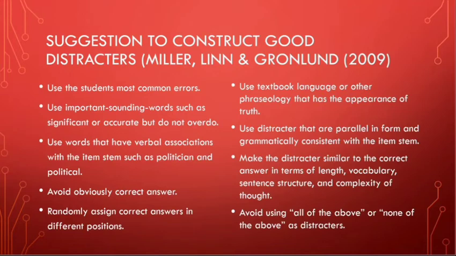Next, we make the distractor similar to the correct answer in terms of length, vocabulary, sentence structure, and complexity of thought. That's why you call them distractors: in order to confuse the learners, all of these choices were constructed in a way that they look really like a correct answer. By the way, just to highlight, in a multiple choice type of test we're not just looking for the correct answer. Sometimes we are also looking for the best answer, which means all of the choices are correct and the test taker has to choose the best answer out of the options.